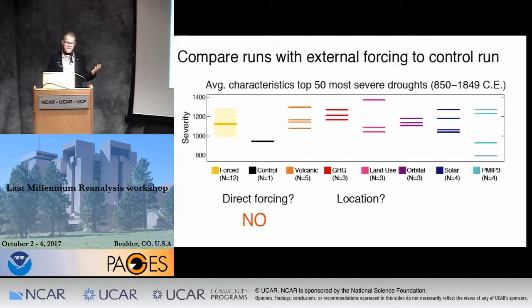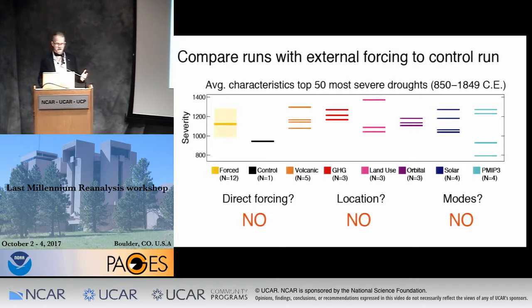Maybe these droughts are just happening in a different location. So maybe in the control run we have more droughts in the southwest, but when we have volcanic forcing, we get more droughts over the northwest. That's also not happening. There's no evidence for that at all. The last thing is maybe the modes of internal atmosphere-ocean variability driving these droughts are different under different forcing conditions. Okay? And again, there's really no broad brush, at least statistical, evidence for that.